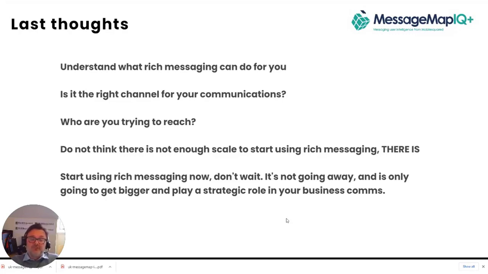So our message really is start using rich messaging now, don't wait. It is not going away. It's only going to get bigger. It's only going to get better. And it will become a very strategic channel for your business comms. So start using it now. Don't wait, and you will get ahead. The other thing, lastly, to think of is that with Twitter, a lot of brands don't have very many followers on Twitter, but they're all on it. So you've got to start somewhere.